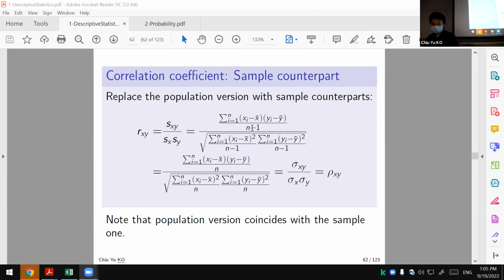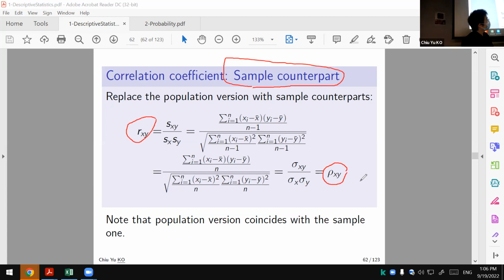So the next thing I want to mention, an interesting thing, is about the sample counterpart. For this measure, the correlation coefficient is exactly the same as the population version. Okay, so there's no distinction between them.